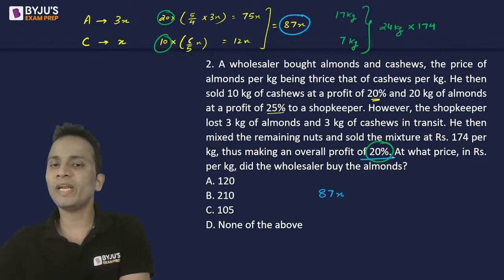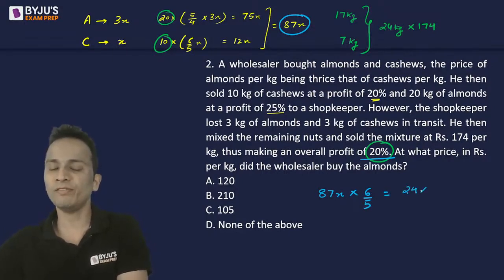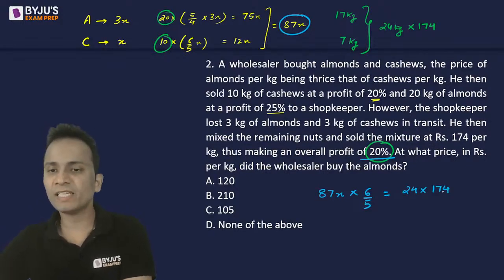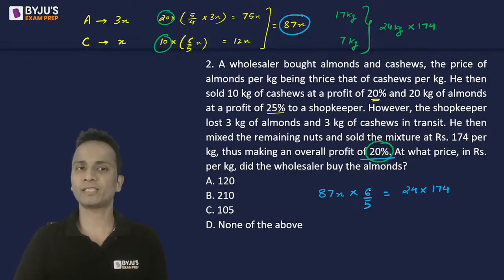He's selling it at 20% profit, multiplied by 6 upon 5, and that should be equal to the selling price. The selling price is 24 multiplied by 174. Now simplify this and get the value of x.